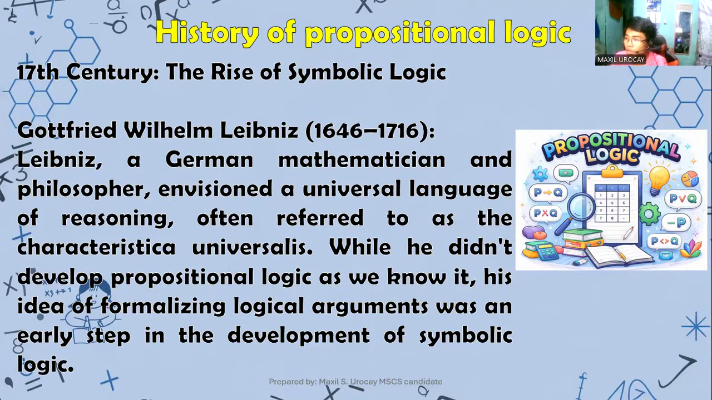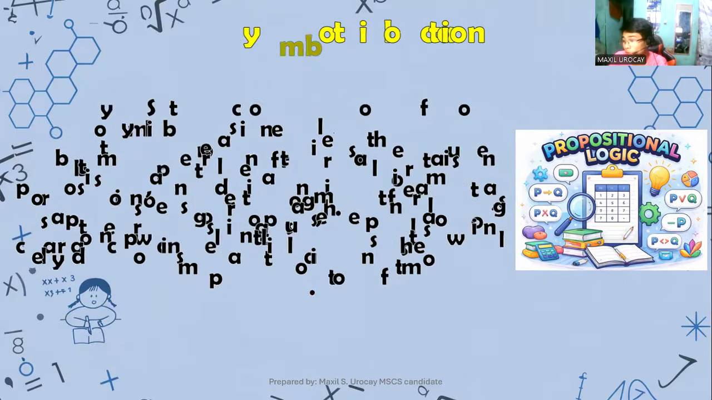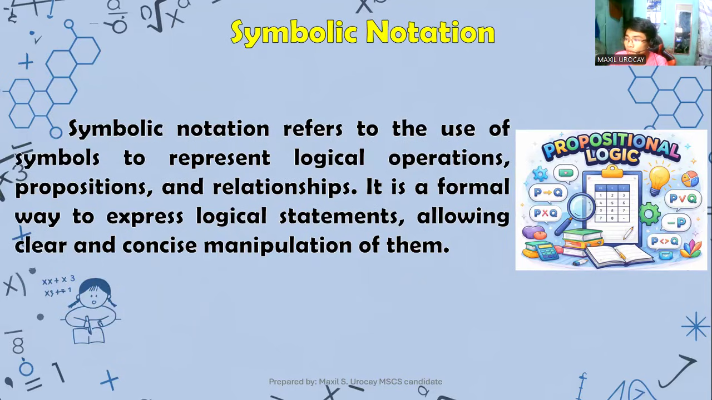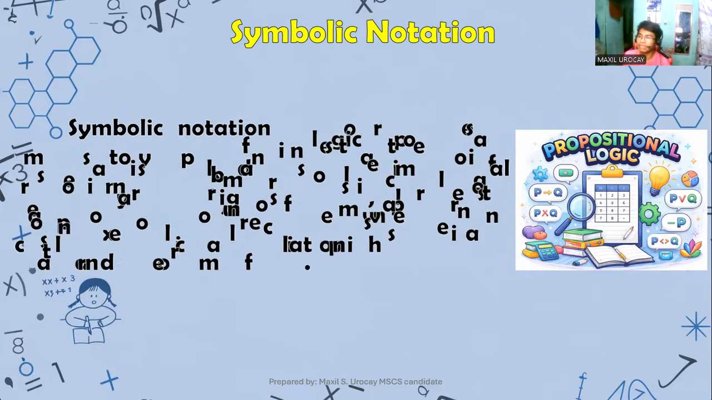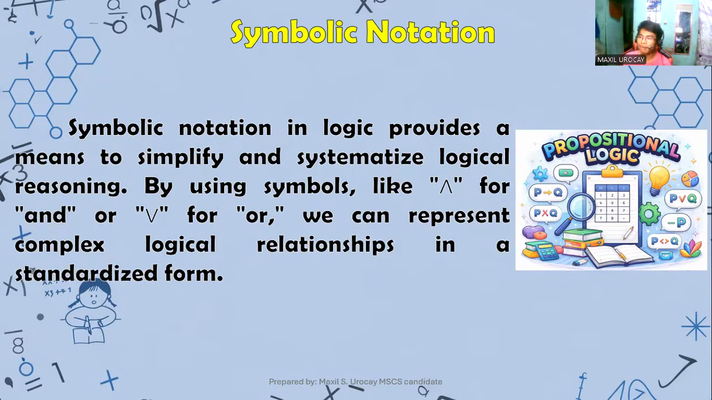So this is how the symbolic logic started, and we'll begin to work on those symbolic notations. Symbolic notation refers to the use of symbols to represent logical operations, propositions, and relationships. It is a formal way to express logical statements, allowing clear and concise manipulation of them. Say, for example, here class, the symbolic notation in logic provides a means to simplify and systematize logical reasoning by using symbols like these.